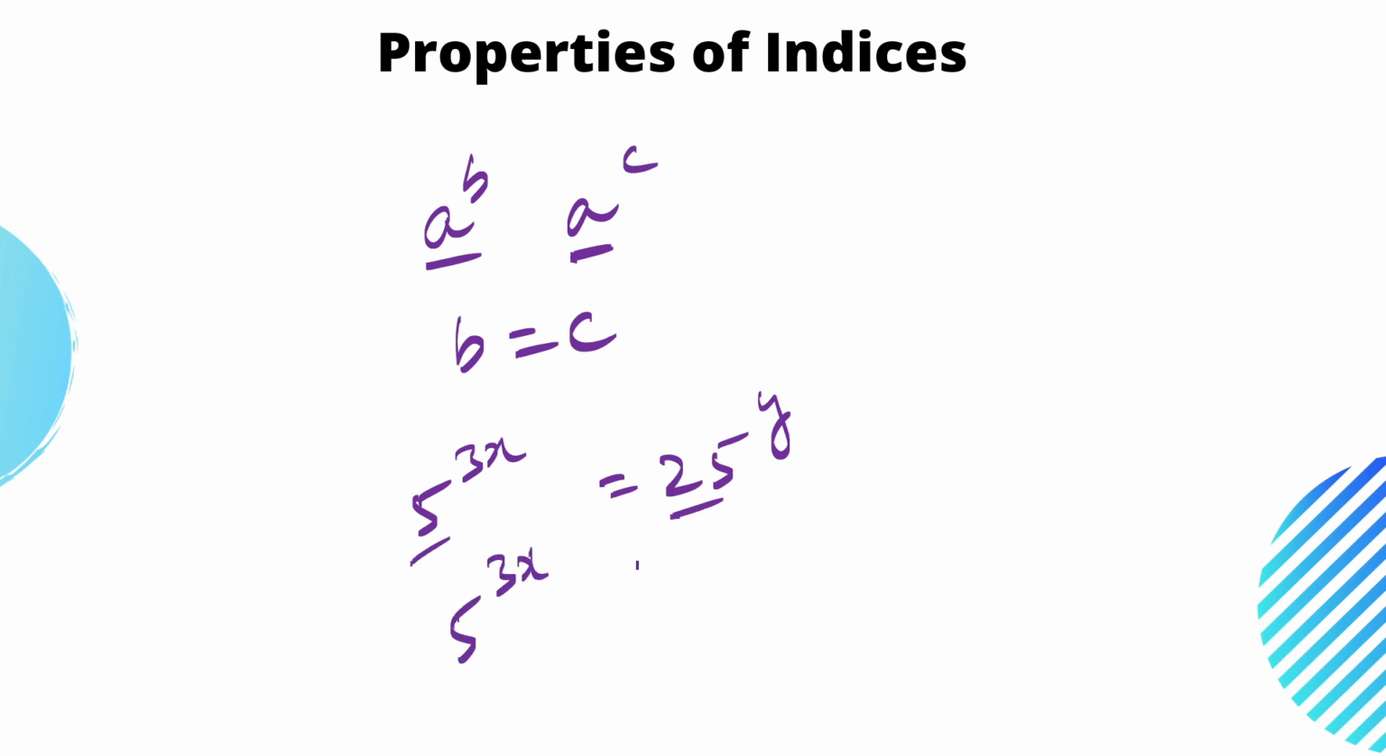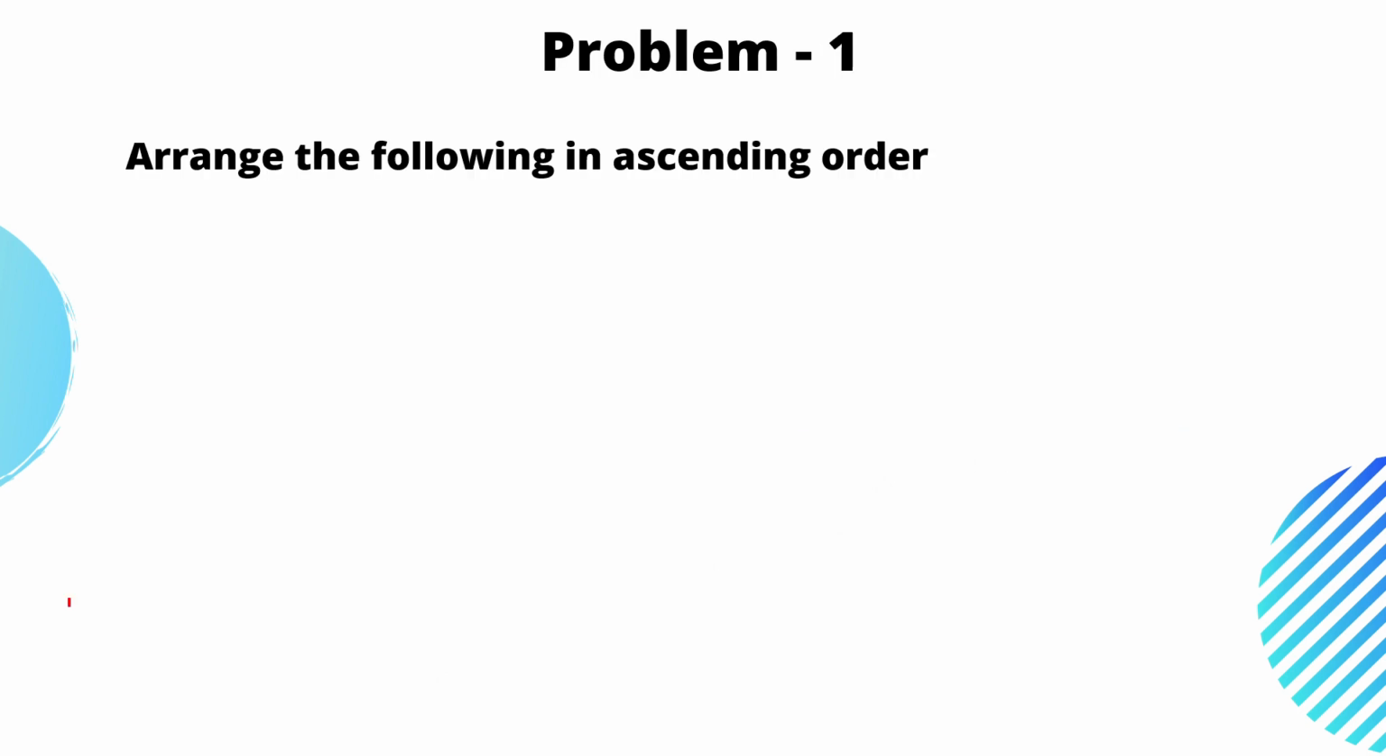So let us make this 25 as to the base of 5. So how can we write 25 as 5 square? So 5 power 2 into y. Now we can equate 3x is equal to 2y. So that is just a simple application. Okay. So arrange the following in ascending order.